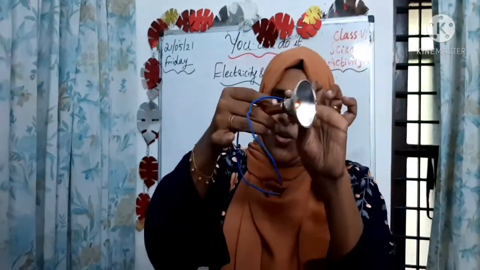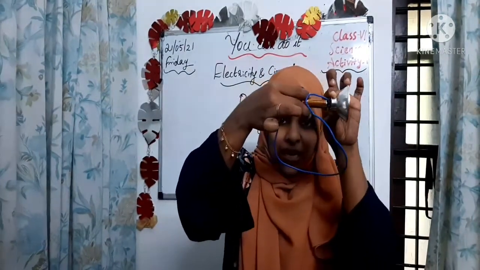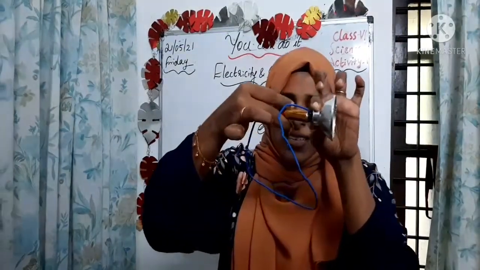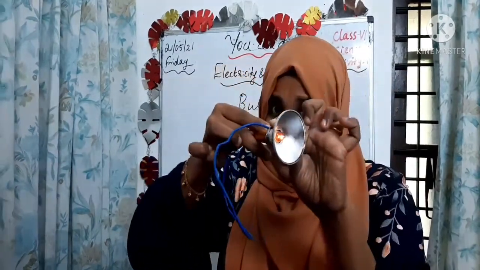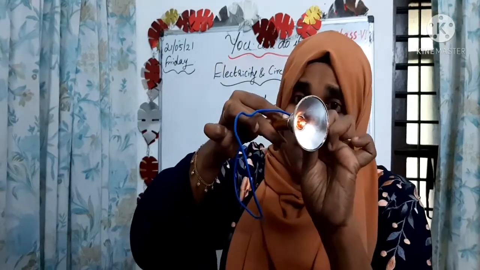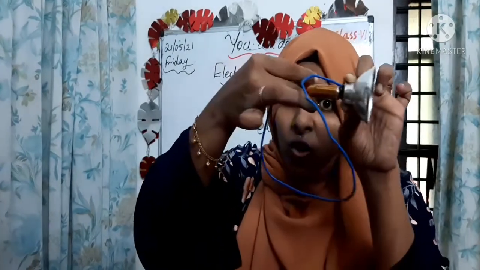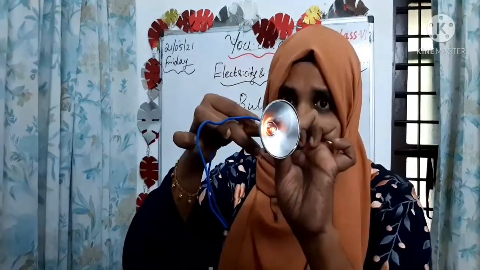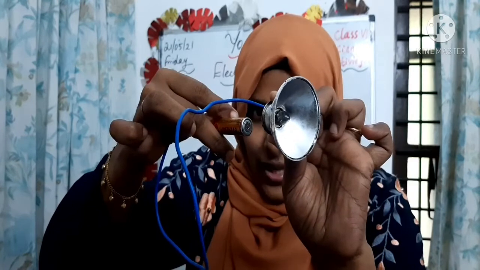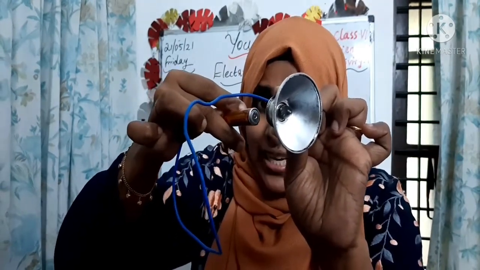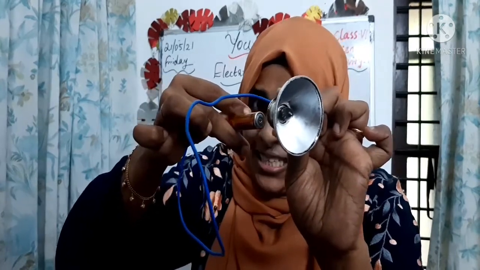So actually this is a closed circuit. Electricity is passing through this very tightly, or otherwise we can say there is no break in between. It is a closed path of electricity, a closed circuit. When I opened this small part, what happened? The bulb is not glowing, so there is a break. That we call an open circuit. In an open circuit, electricity is not passing continuously.